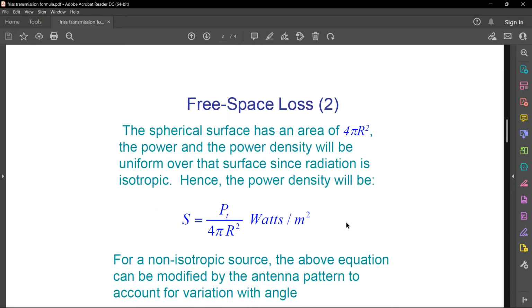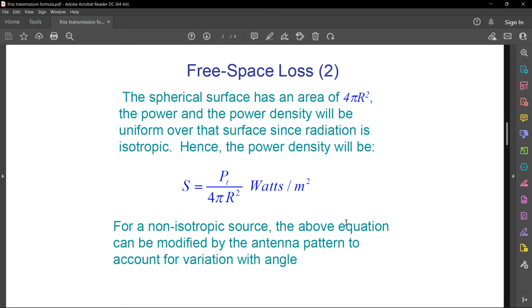And with the free space laws, the spherical surface has an area of 4 pi r square over that region. The power and the power density will be uniform over that surface since radiation is isotropic. So we know the spherical surface area is 4 pi r square, so we have to consider that. And the power density, we know, is the power over the full area. So the power density is given as S is equal to Pt by 4 pi r square, that is power transmitted by the area of the spherical surface where radiation is occurring. So Pt by 4 pi r square, the unit for power is watt and for area it is meter square, so watts per meter square.